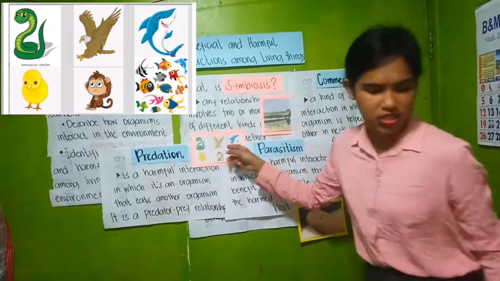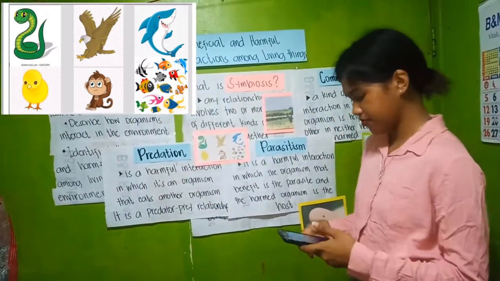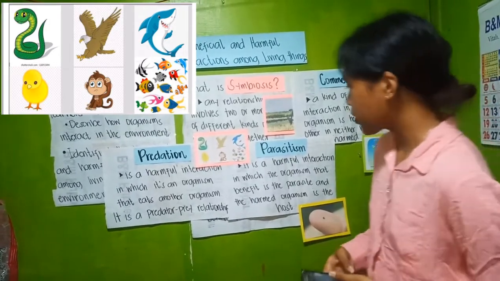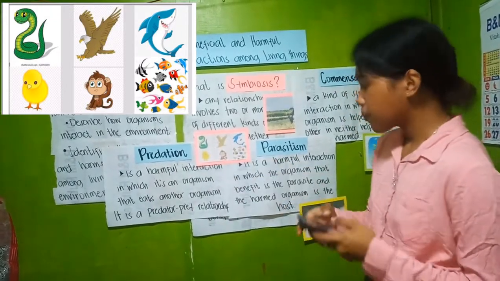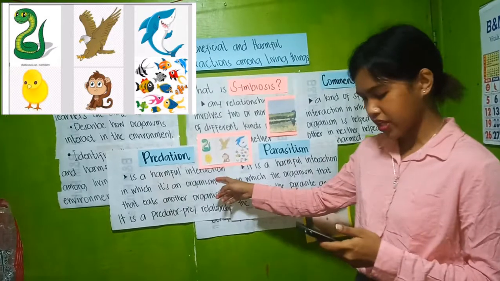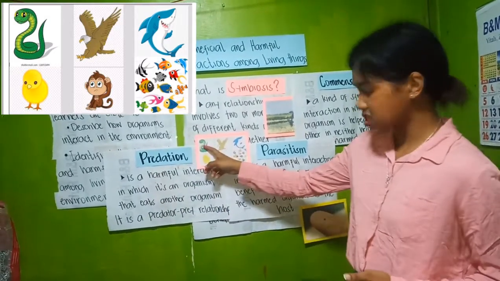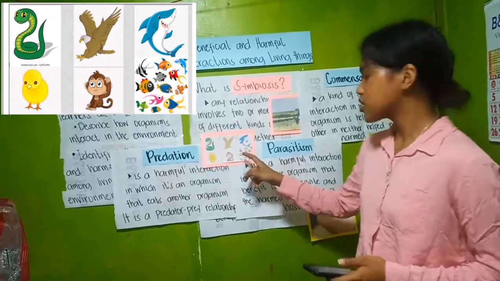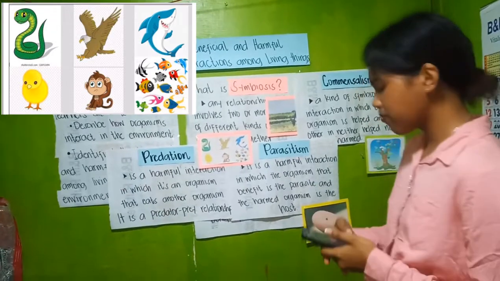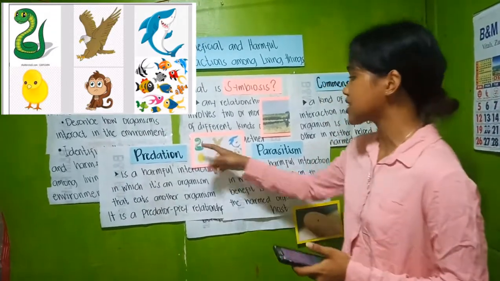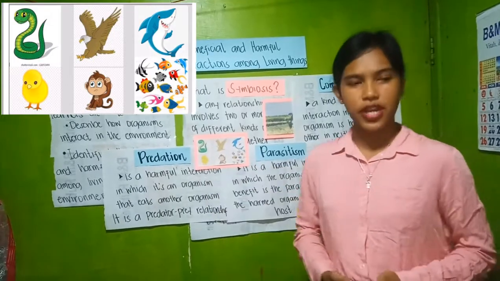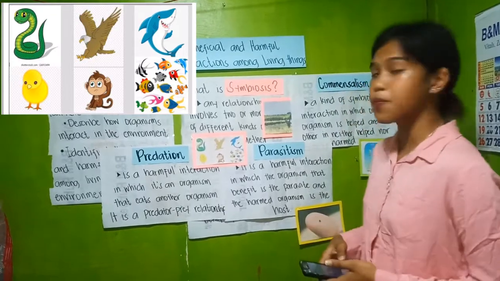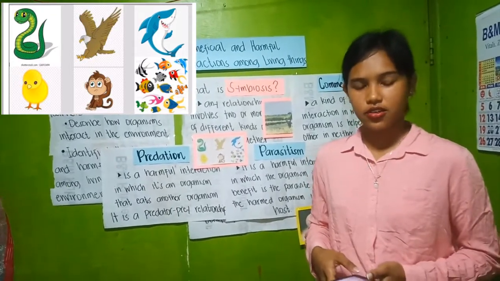What have you noticed upon presenting the picture? What have you observed? Since predation is a harmful interaction, examples of this are snakes feeding on chicks, eagles feeding on monkeys, and sharks feeding on small fishes. So, from the illustration, between the snake and the chick, who is the predator? Yes, Alice? The snake, ma'am. Very good. And now, who is the prey? The chick, ma'am. Very good.